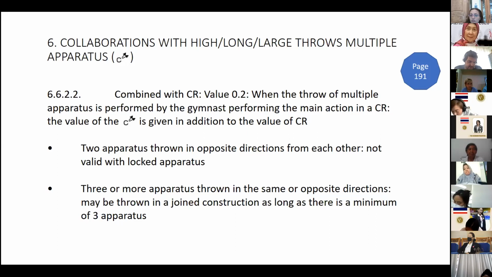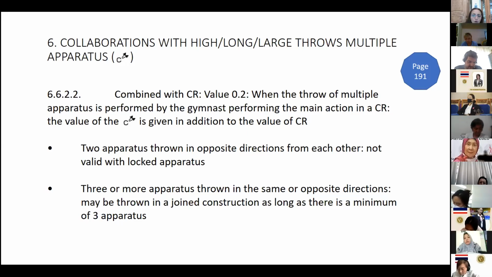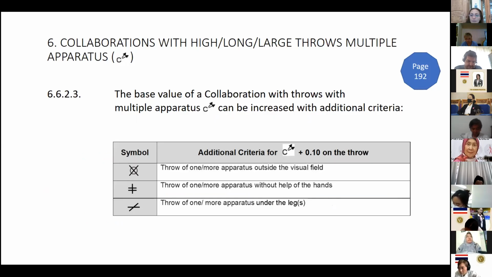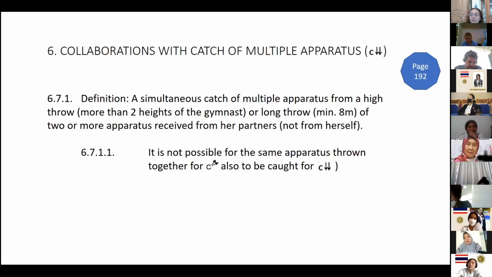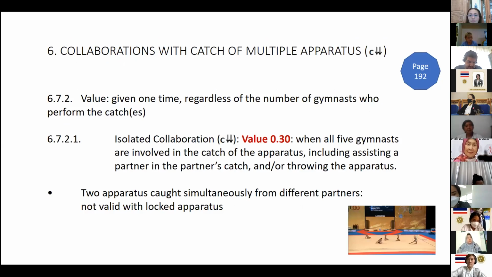Two apparatus thrown in opposite direction from each other. It's not valid for locked apparatus, or three or more apparatus thrown in the same or opposite direction. They can be thrown in a joint construction. Additional criteria can be increased on the throw: outside visual, without the help of the hands, and under the legs. For the catch, it is simultaneous catch of multiple apparatus from a high throw or more than two heights of the gymnast, or long throw of two or more apparatus received from her partner, not from herself. You cannot have the same apparatus thrown together for C2 arrows to be the same for the catch of two arrows. They must be from different partners. It is not valid with locked apparatus.